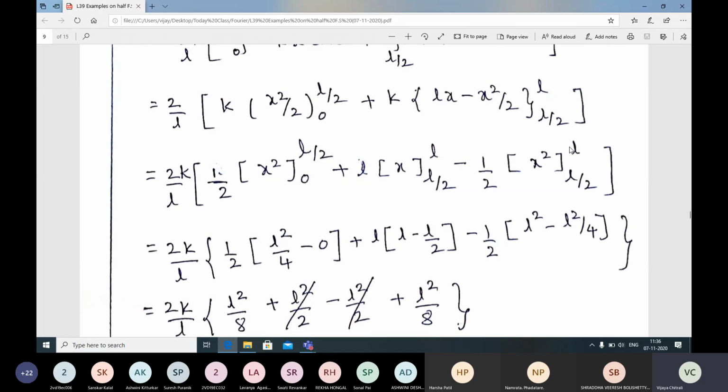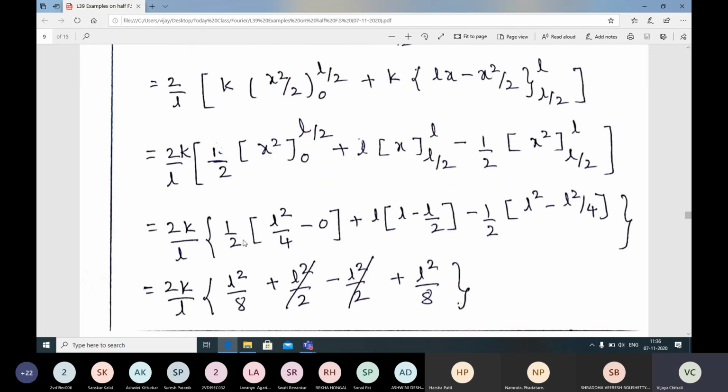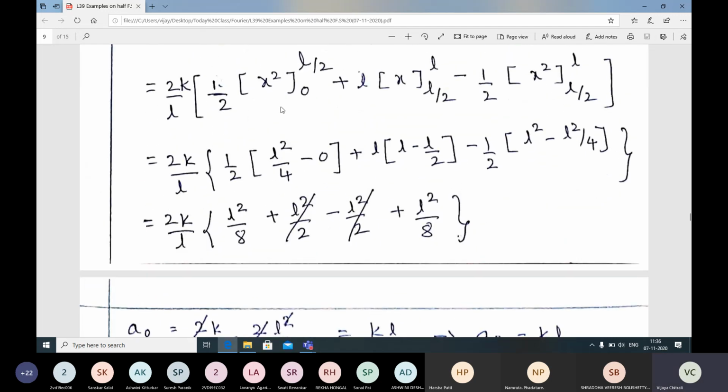Now apply upper and lower limit. So 2k by L, and 1 by 2 is constant. In place of x, upper limit L by 2. So L by 2 raised to 2 is L square by 2 square. 2 square is 4. In place of x, 0. So this is 0. I'll explain it once again. In place of x, L by 2, square of this is L square by 4, minus, in place of x, 0. 0 square is 0. Upper minus lower. So this term is over.